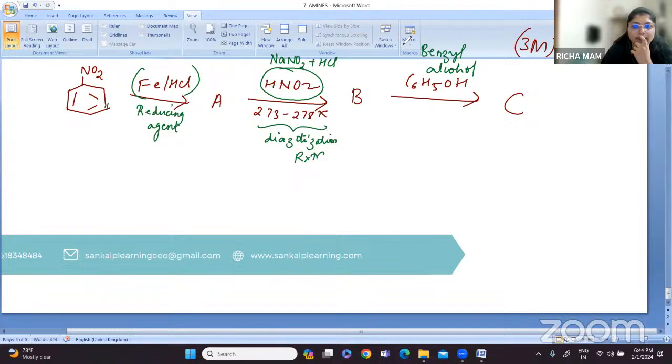A is aniline. Good, Vedvati has answered it right. Now tell me, what is B? Yes, A is aniline, so nitrobenzene is converted into aniline. Correct. What is B now? Students, when we do diazotization on aniline, what will be the product B?